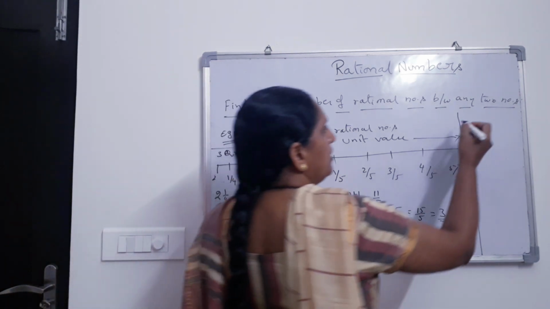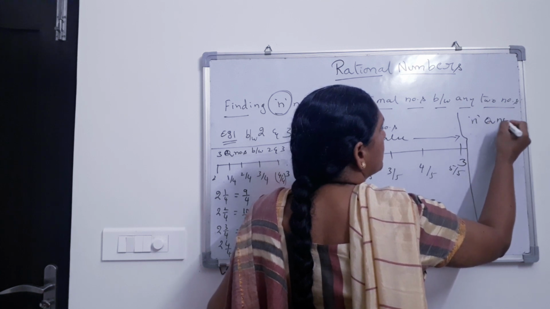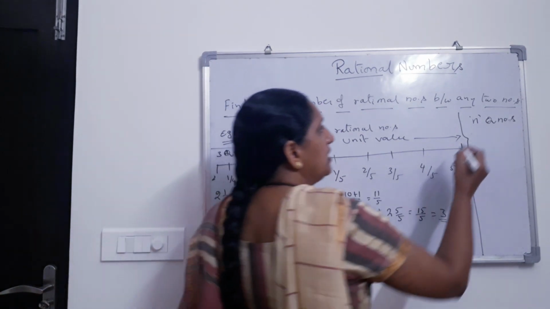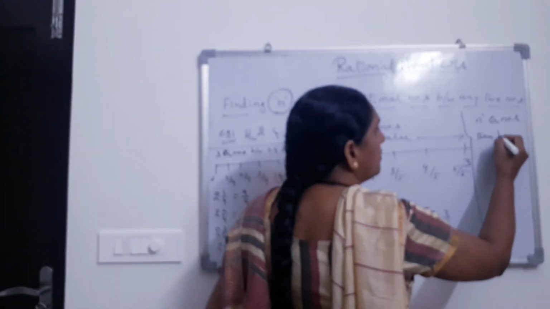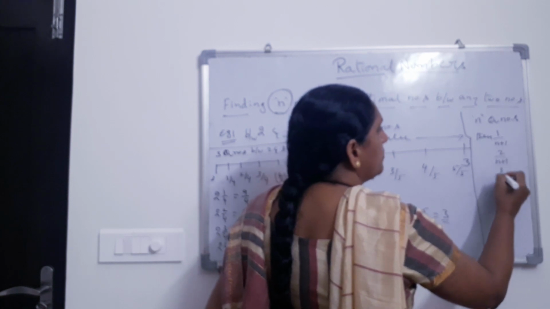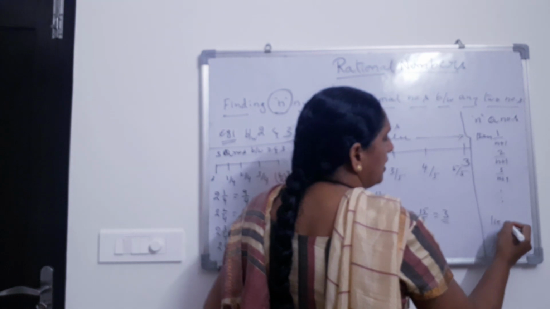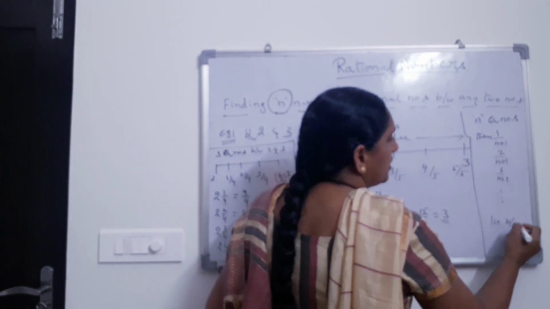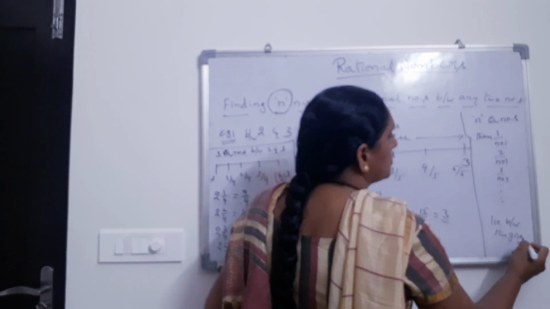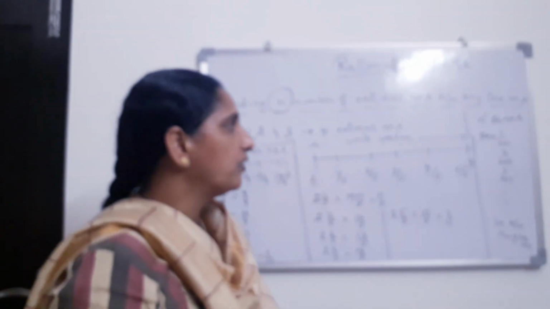So I'll write it here. If you want n rational numbers, I'm writing it as q numbers, q in the sense rational numbers, then you must start with 1 by n plus 1, 2 by n plus 1, 3 by n plus 1, etc. These lie between the given numbers. So these many numbers will lie, whatever you want.